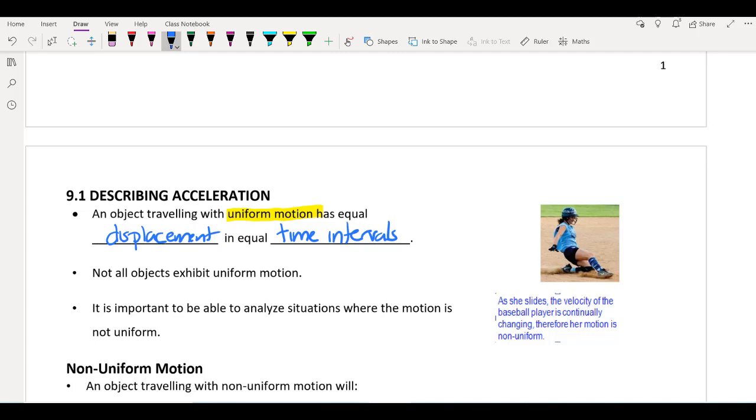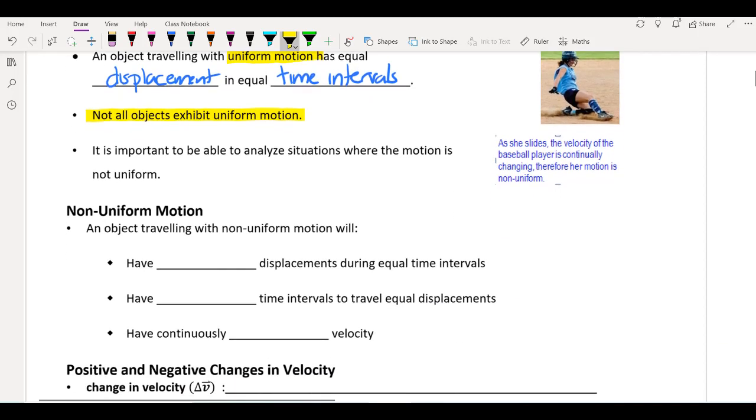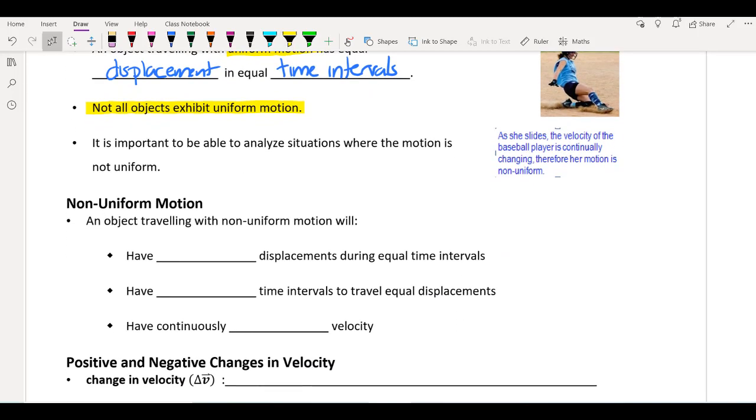So what happens when the motion of an object is not uniform? So that's what we're going to be looking at in this chapter, and we'll be adding words into our vocabulary to help describe this non-uniform motion, right? So if uniform motion was equal movement, equal displacement, and equal time intervals, non-uniform motion is the opposite of that.